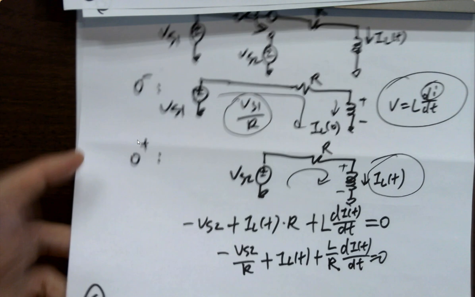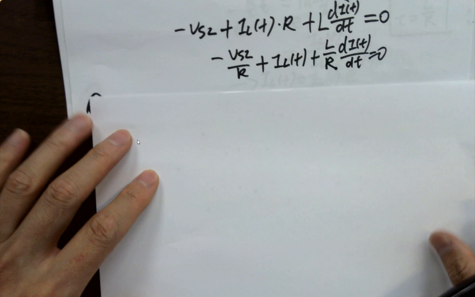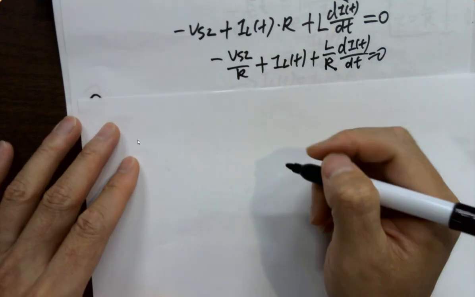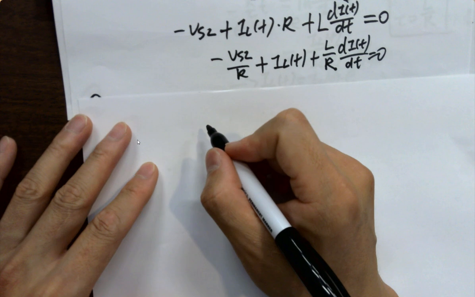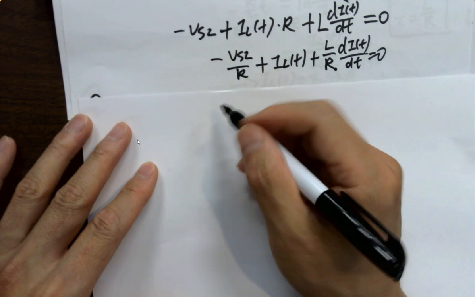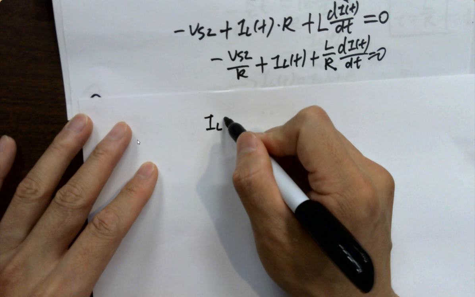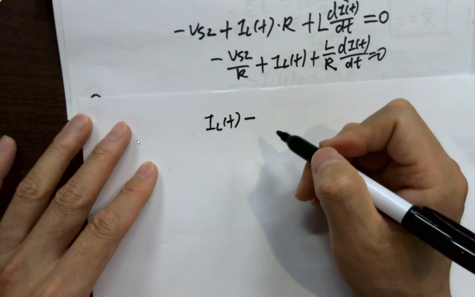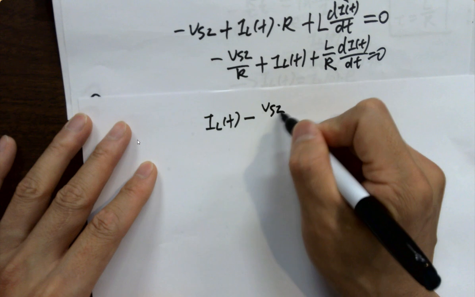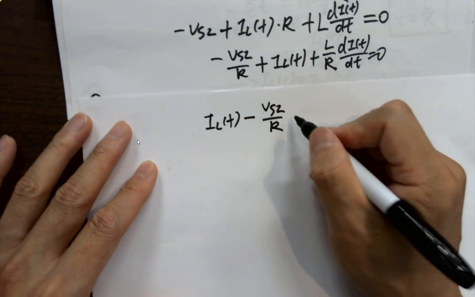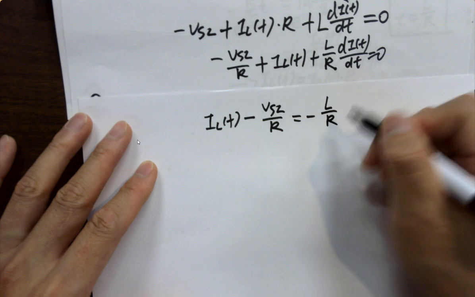What else can we do here? Move it. Move it. i_L(t) minus Vs2 over R, right? Equals minus L over R.